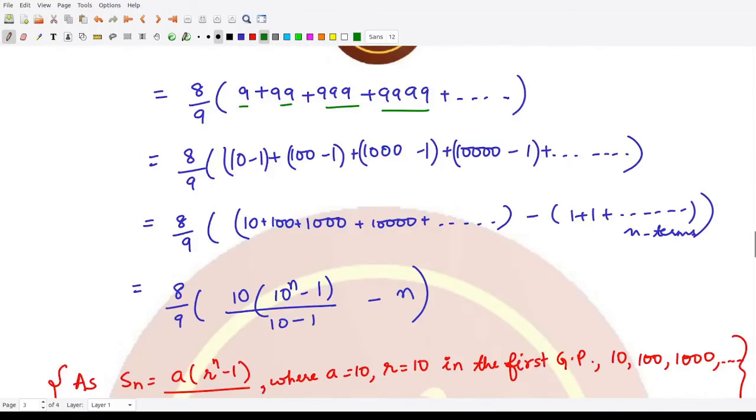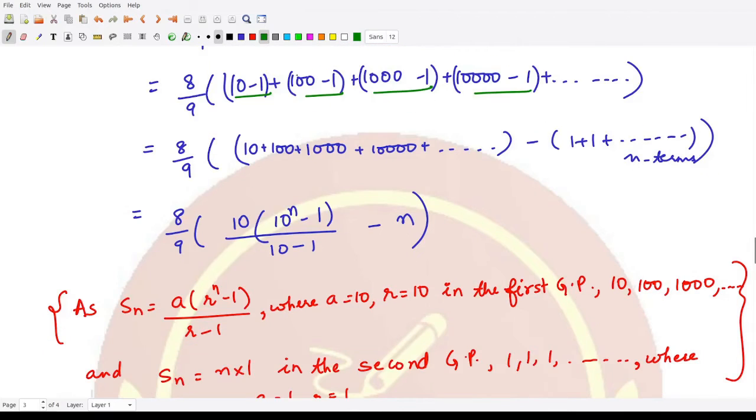Now we can write each of them. 9 could be written as 10 minus 1, 99 could be written as 100 minus 1, 999 could be written as 1000 minus 1, 9999 could be written as 10,000 minus 1 and so on. Now what we can do, we can combine all the 10 terms. So 10 plus 100 plus 1000 plus 10,000 into one bracket, and we are left with minus 1 minus 1 minus 1 minus 1. How many times? Up to n times. So we are having this term.